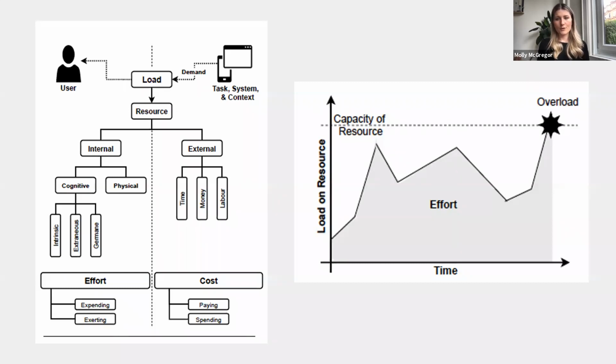This diagram to the right shows the relationship of the load experienced by a user over time for a given internal resource. So when the load demanded by the task, system, and context exceeds the capacity of the user's resource, then they hit overload. And the effort experienced by the user is the total load expended over time. So this area here under the curve.